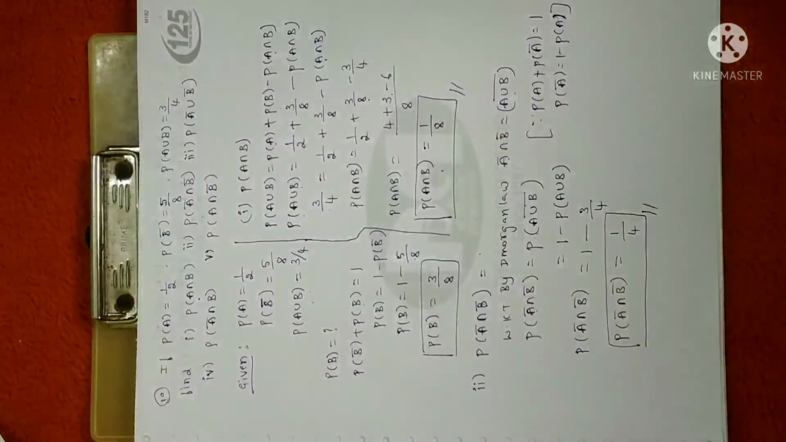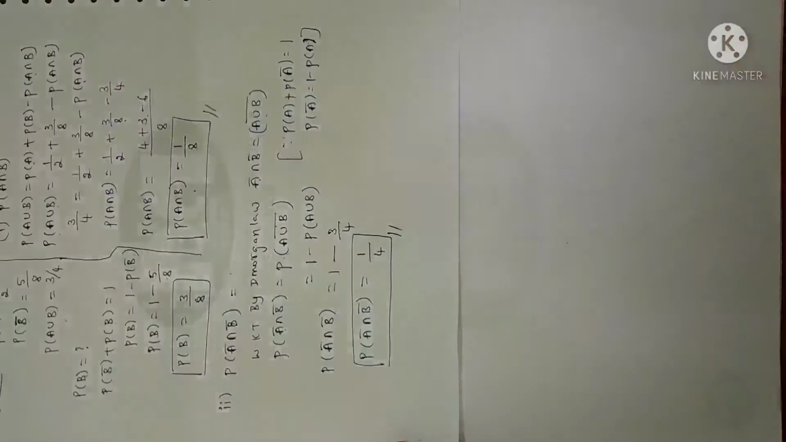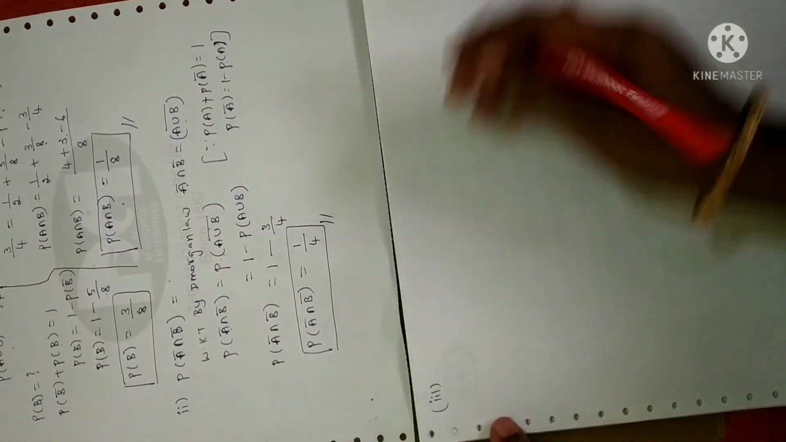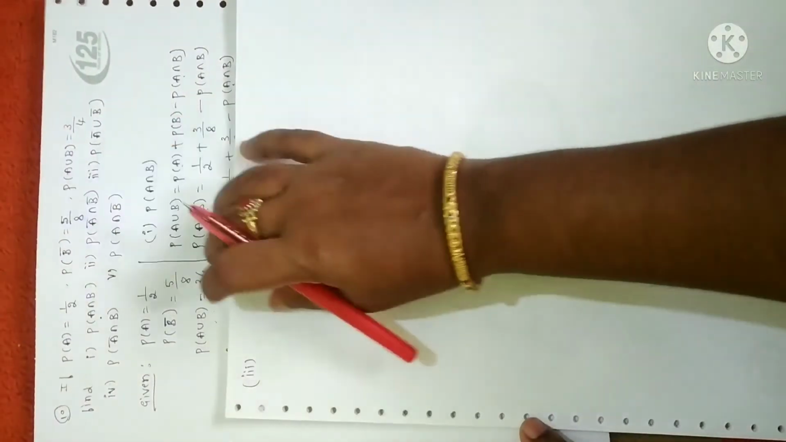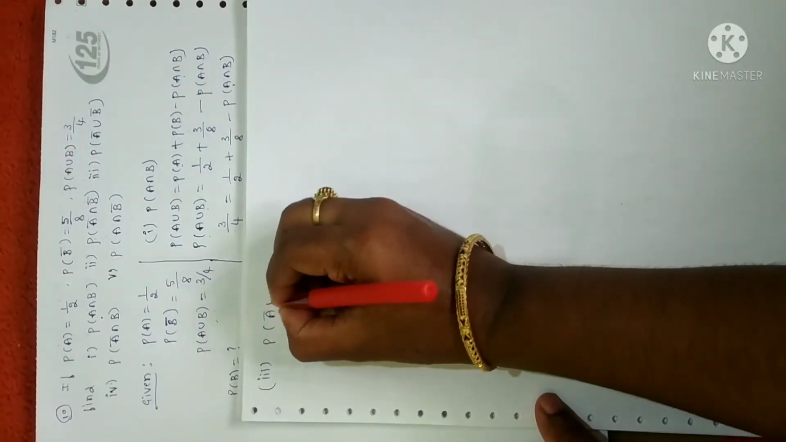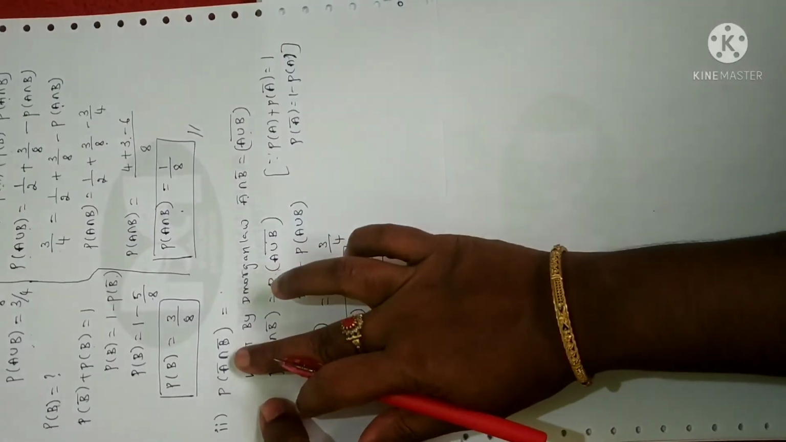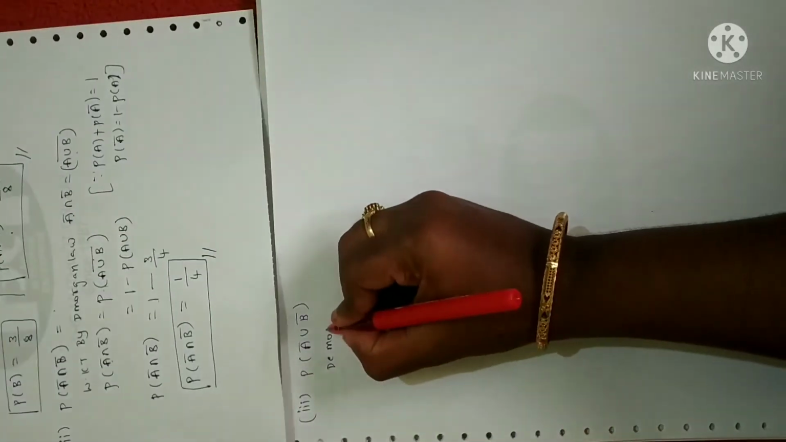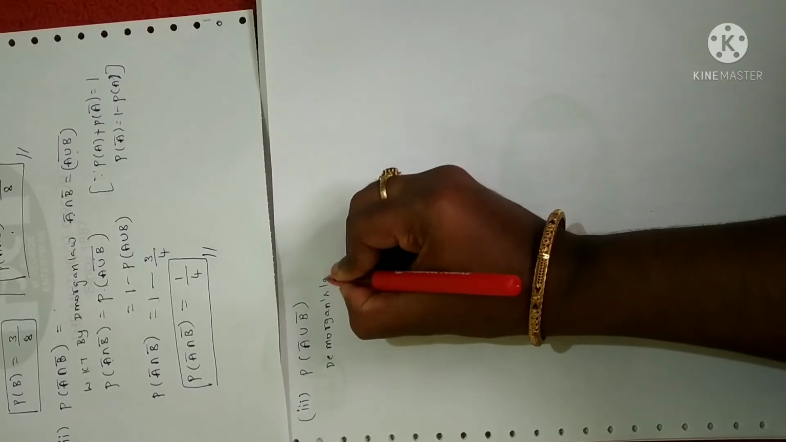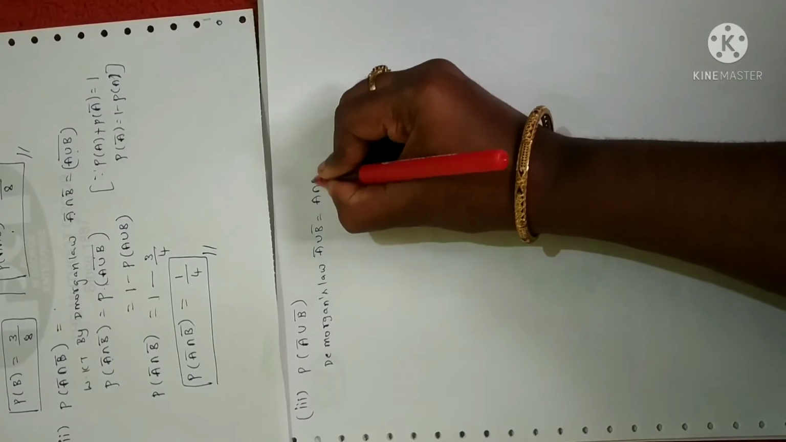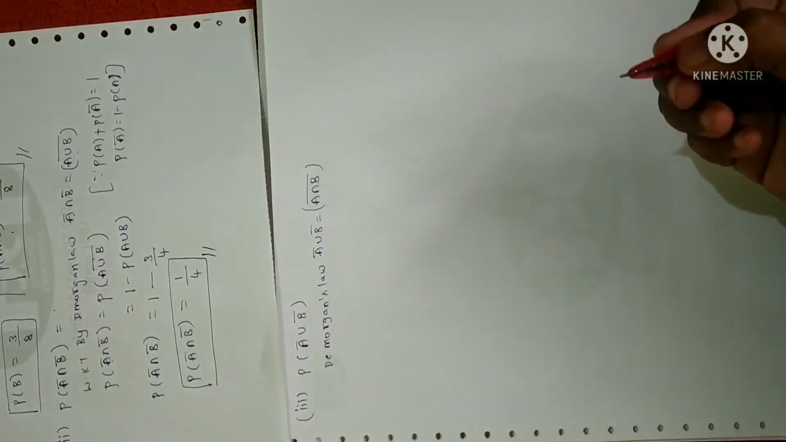What we have to calculate is probability of A bar union B bar. I'll do the third one here. Look at the third question. What we have to find is probability of A bar union B bar. Again we can use De Morgan's law, right? As we did in the second case, we have to follow the same. Here in place of intersection we have union, that's all. By De Morgan's law, we can write A bar union B bar as A intersection B whole bar. Right? This is by De Morgan's law.